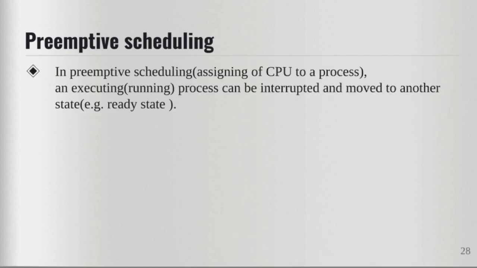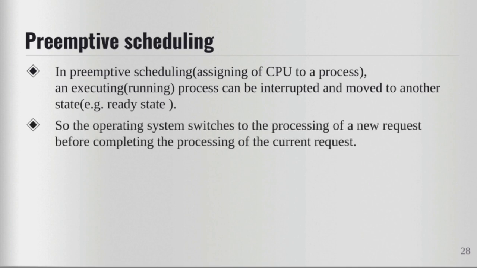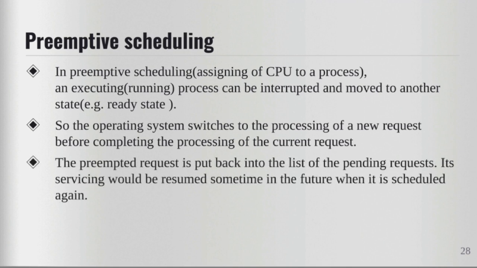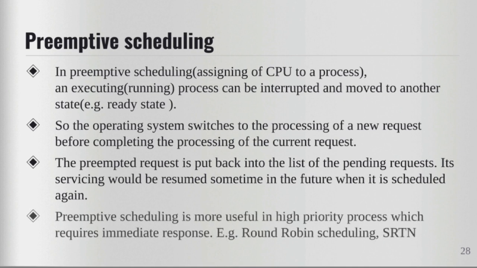So just to give a recap, in preemptive scheduling, an executing process can be interrupted and then moved to another state, let's say the ready state. So the operating system switches to the process of a new request before completing the processing of the current request. And the preempted request is put back into the list of pending requests. Its servicing would be resumed sometime in the future when it is scheduled again. And preemptive scheduling is more useful for high priority processes which require immediate response. For example, round robin scheduling or SRT, which we will discuss in some time.